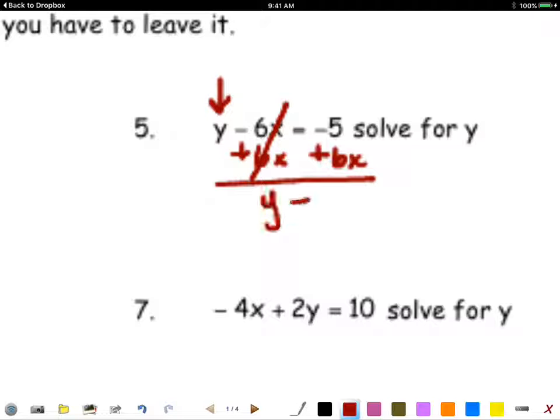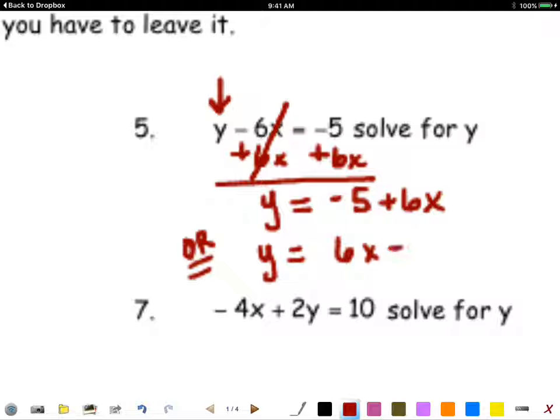And we're left with y equal to, who can give me what we are going to write over here? Matthew. Negative 5 plus 6x. Okay, and who can give me the or? Clay? 6x minus 5. Very good.